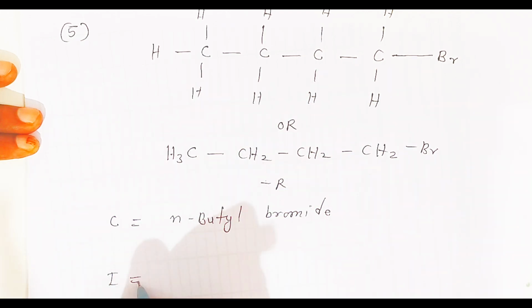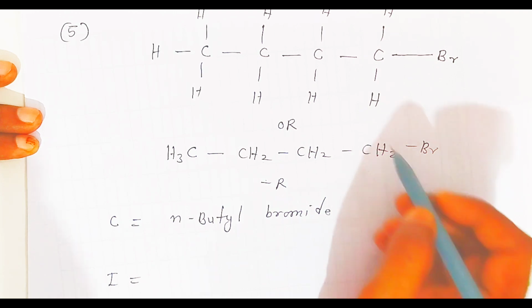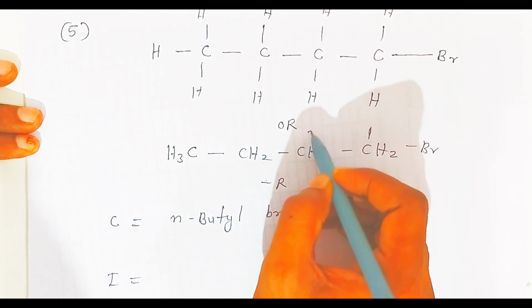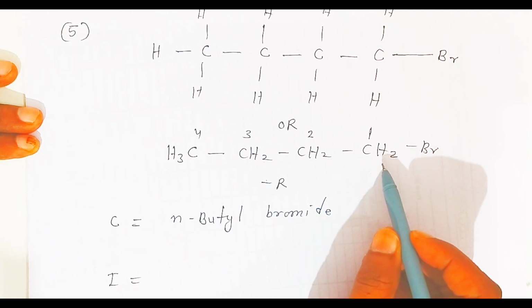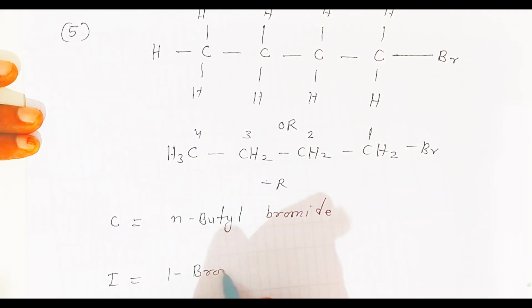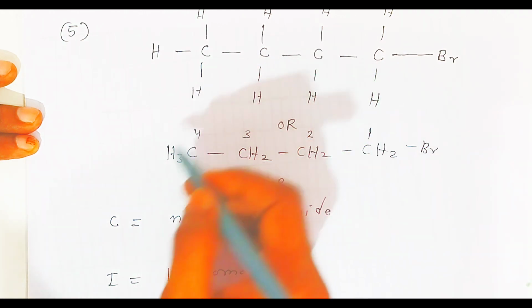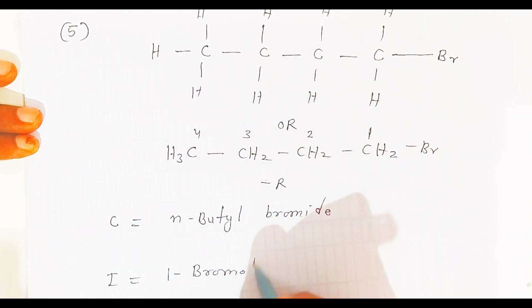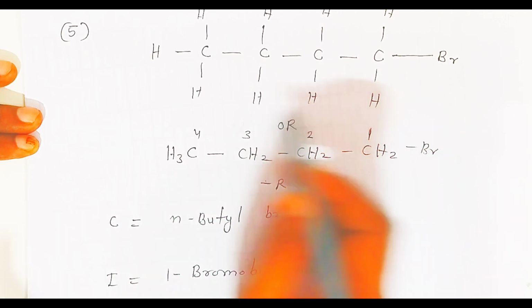Now what will be the IUPAC name, students, which is very important. Here the bromine is attached. That carbon we will number first carbon, then this is second, third, and fourth. So the name of this molecule, students, 1-bromo, and since it is derived from butane, we'll write 1-bromobutane. Okay, students. So this will be the IUPAC name of this halogen derivative.